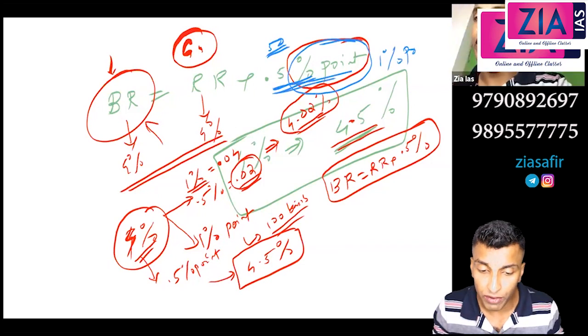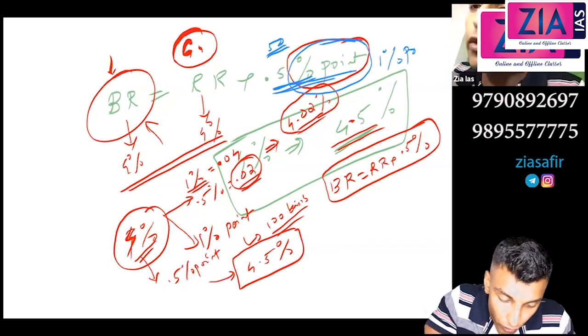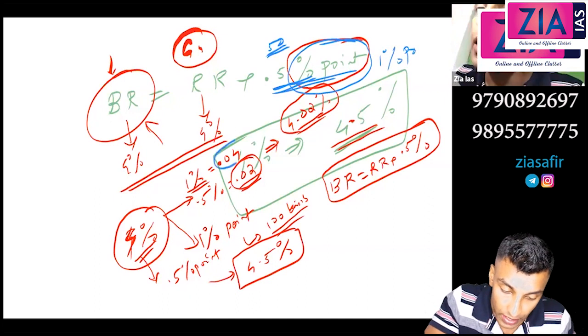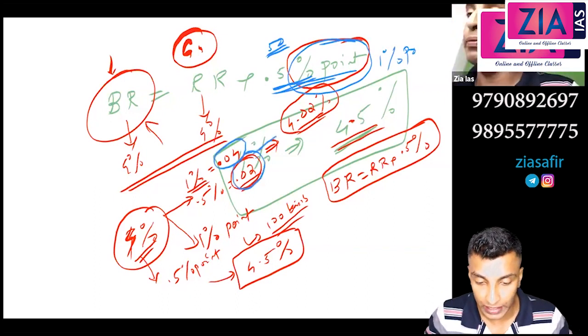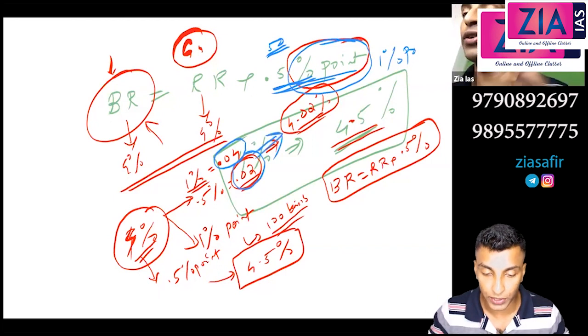But if I am simply saying 1 percentage, you need to find what is 1 percentage. This is 1 percentage. This is 0.5 percentage. So this will be the actual value. But that's not the case here. Here we are talking about percentage point.